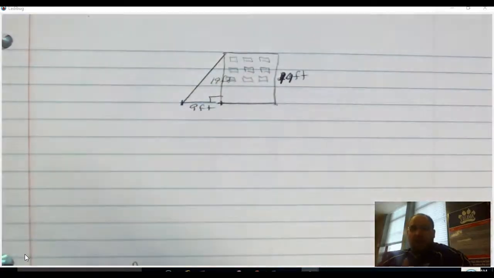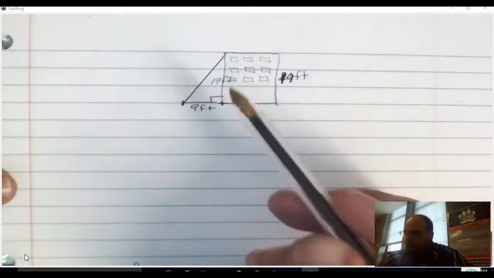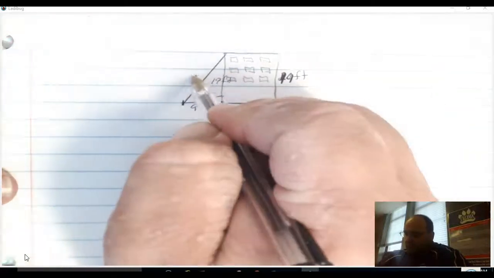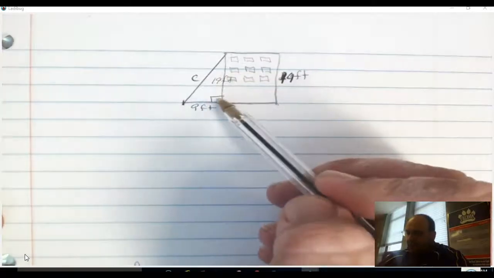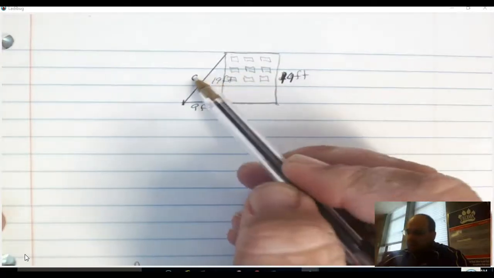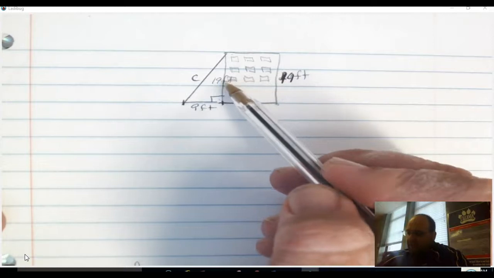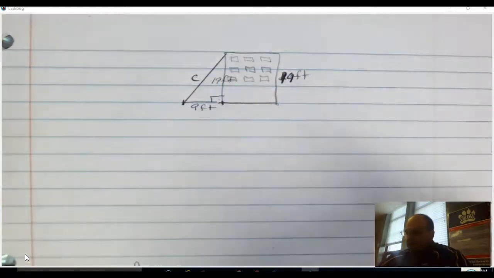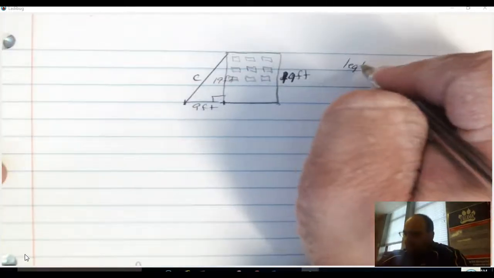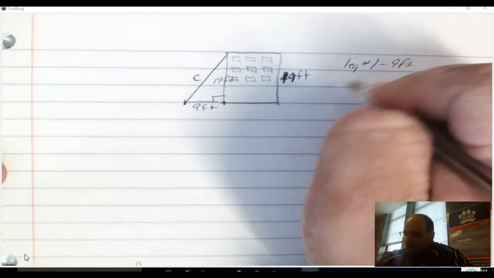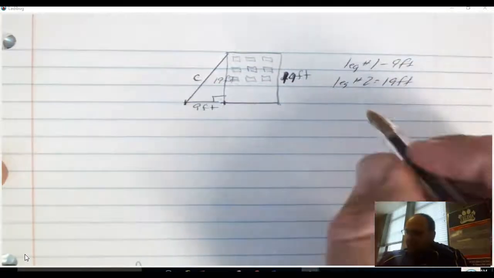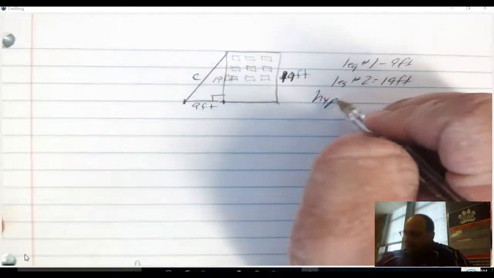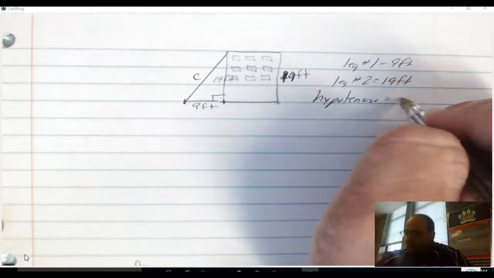Here is my right angle. I created a right angle so that I can use the Pythagorean theorem. Now what I'm trying to figure out is this ladder length right here, which is going to be C. Why is it C? Because it's opposite the 90-degree angle, which means 9 feet and 19 feet are my legs. Leg number 1 is 9 feet and leg number 2 is 19 feet. What I don't know is my hypotenuse, so that's what I'm going to try to find.